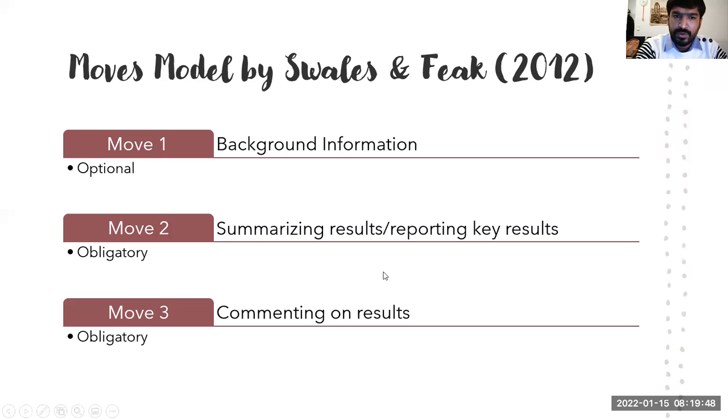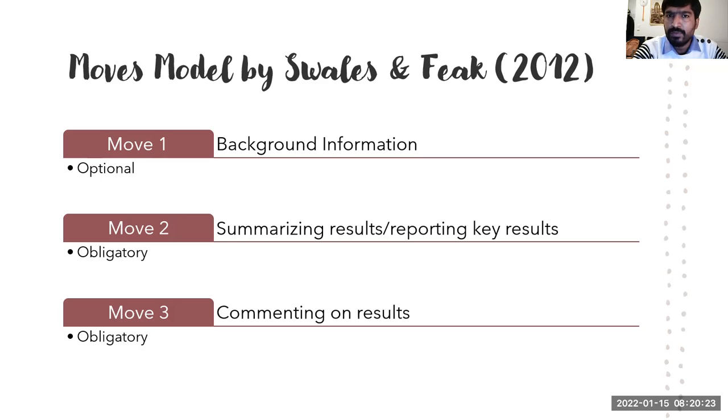So while writing a conclusion, we need to refer to a very important model given by Swales and Feak in 2012, and they have suggested five important moves that can be considered while writing a conclusion part. Move one is about background information, and it is optional. So if you are thinking about including move one in the conclusion part of your academic article, then you have to think about putting background information there.